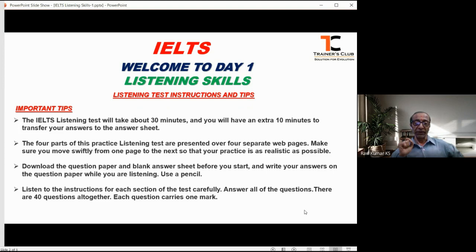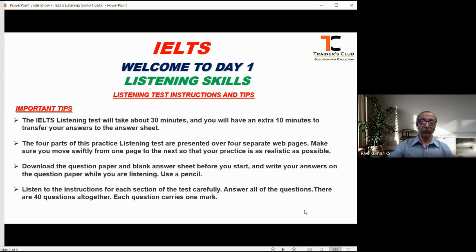There are 40 questions altogether, right? Comprising four sections, you'll have 40 questions. That means each part would have 10 questions, right? Then each question carries 1 mark. That means overall there will be 40 marks. Again, I am telling you, don't get confused between the marks and the bands. This I already explained to you.